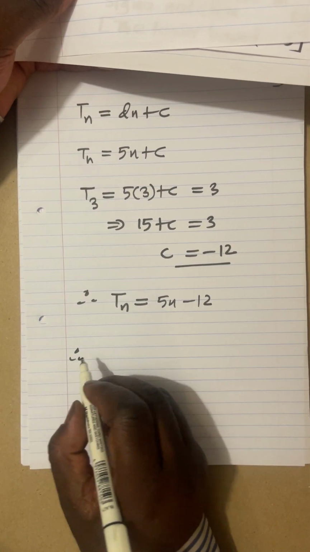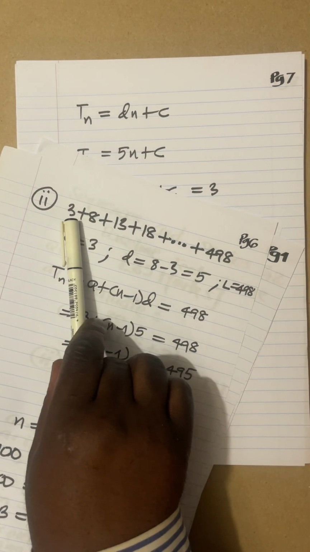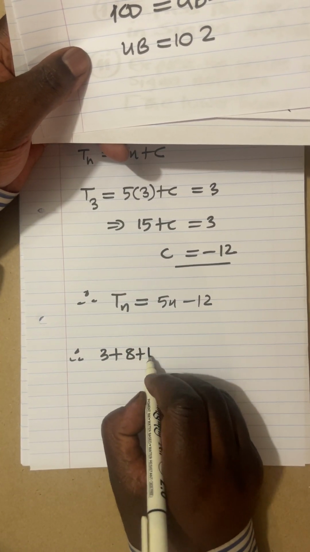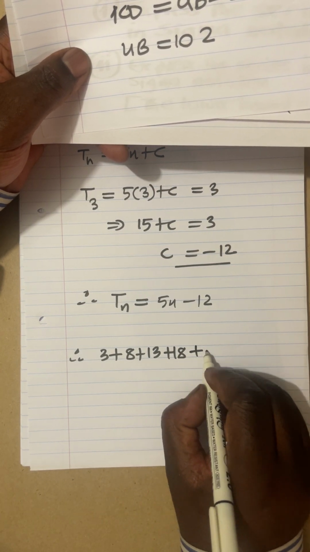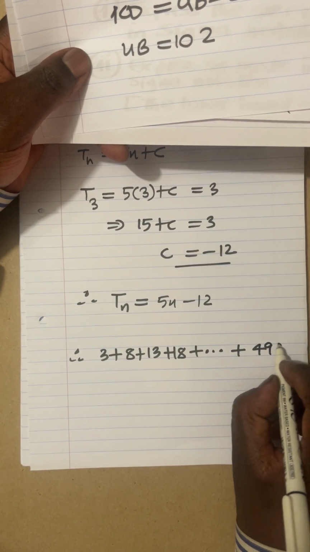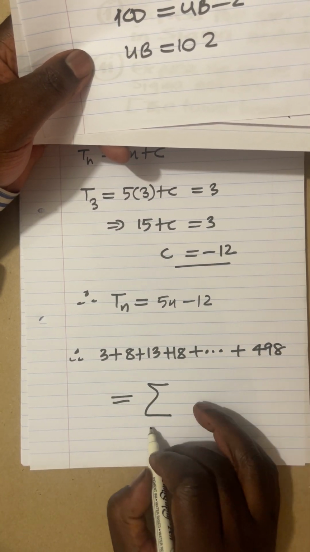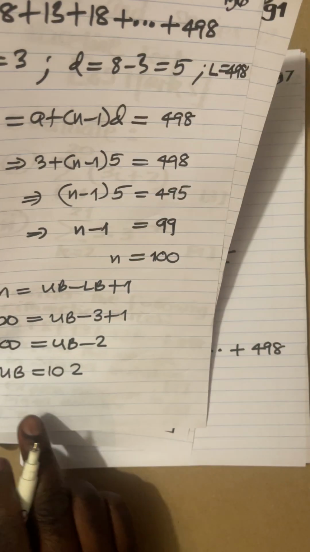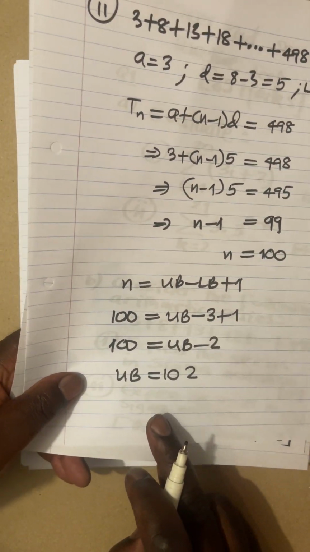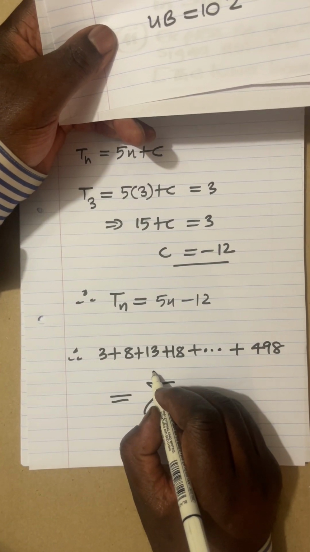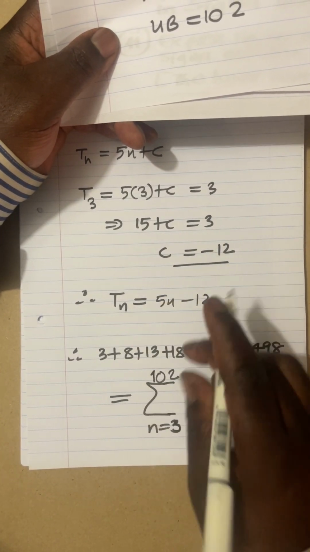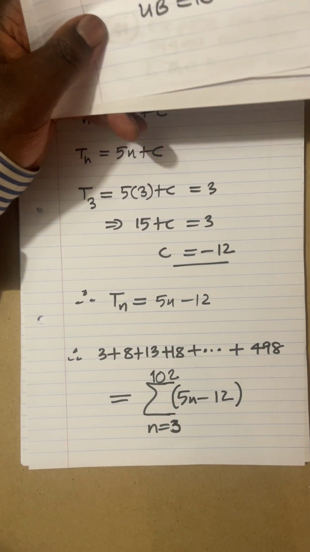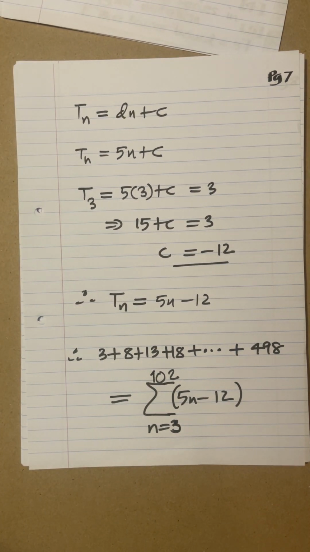And so we can say now comfortably that we're now rewriting that 3 plus 8 plus 13 plus 18 plus 123 plus 498 must be equal to the sum of all n equals 3. Remember lower bound being equal to 3. And what did we find as our upper bound? Upper bound we found 102. As you can see it here, 102. So it will be all the way up to 102 of what? Of this expression here, which is 5n minus 12. Now, if you are doing grade 12 in South Africa, I would like to challenge you.